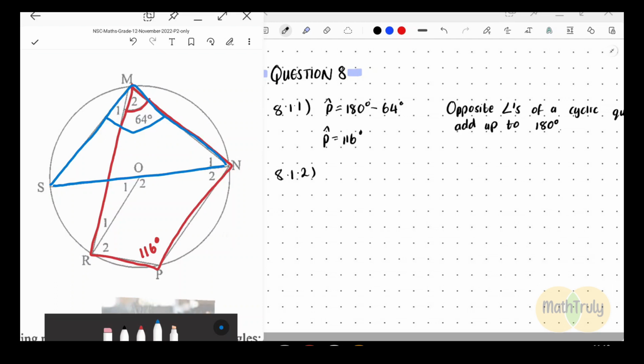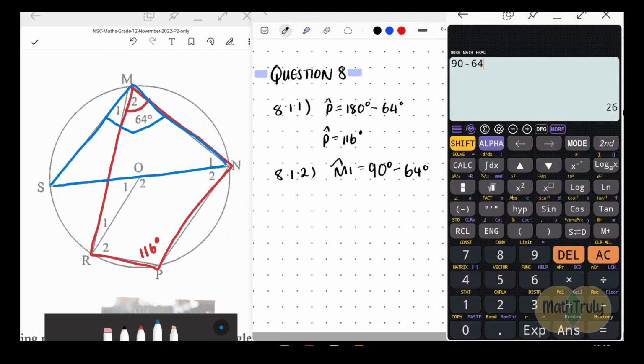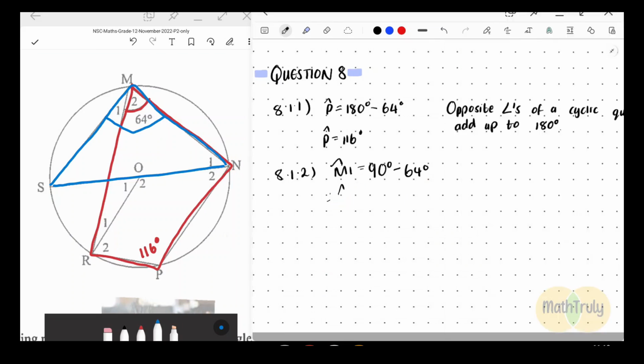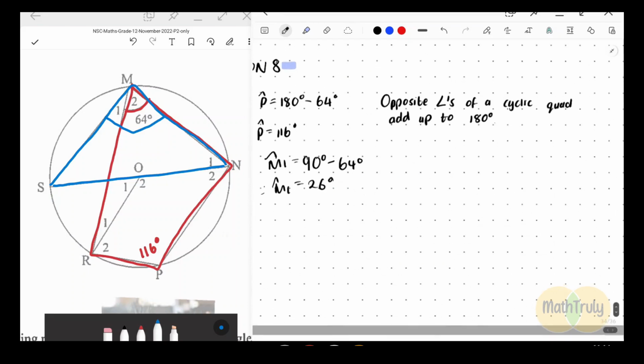And so to find M1, we can simply say angle M1 is equal to 90 degrees minus this angle 64 degrees, so that they add up to 90 degrees. So minus 64 degrees, and let's see what we get. We get 26 degrees. So angle M1 is equal to 26 degrees because of the angle in a semicircle.